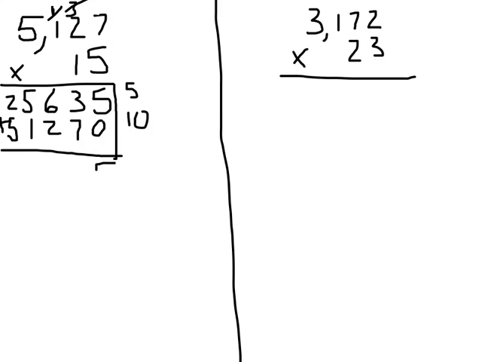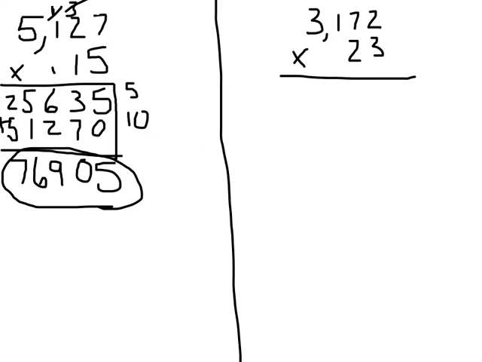5 plus 0 is 5. 3 plus 7 is 10. 1 plus 6 is 7. Plus 2 more is 9. 5 plus 1 is 6. And 2 plus 5 is 7. The correct answer is 76,905. Now you try one.